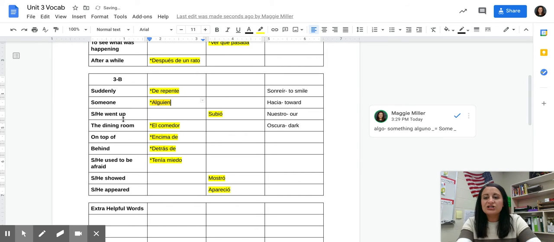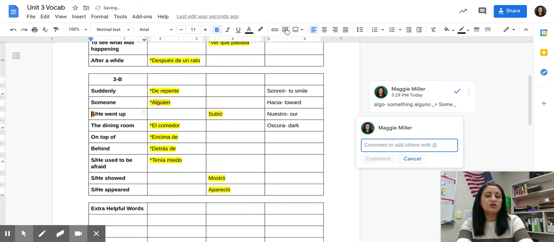Okay, then he or she went up is subió. Now look at that verb and tell me, is that an AR or an ER-IR verb? Okay, we know it's an ER-IR because of the ending that we see right there. So the verb to go up is subir. We're just going to say subir, okay?